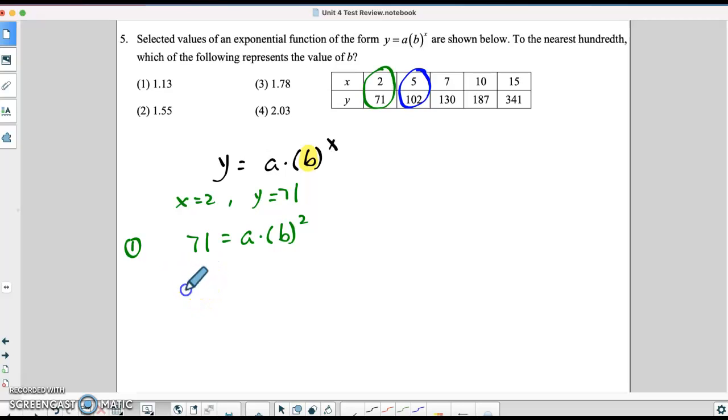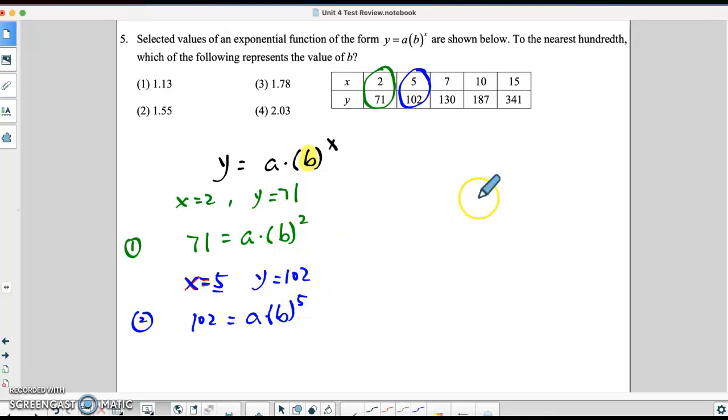So once again, we have the x, which is 5, and we have a y, which is 102. Now, using this equation, we're going to create 102 equals a times b, raised to the 5th power because x equals 5. All right, this is our second equation. So we're going to use those two equations to solve for a and b.